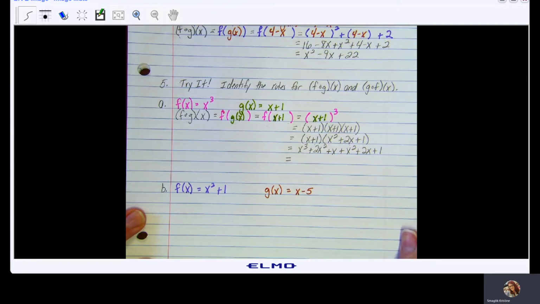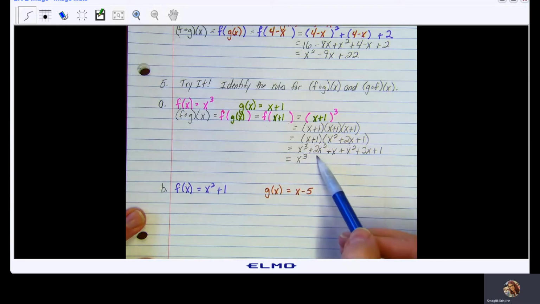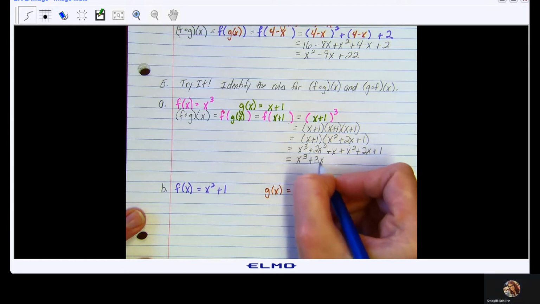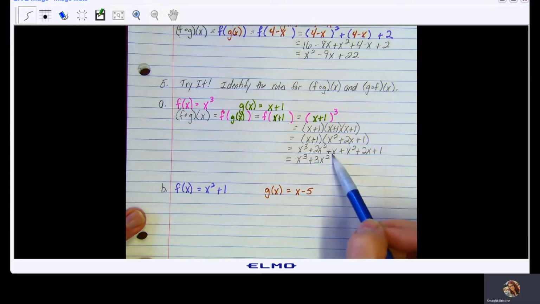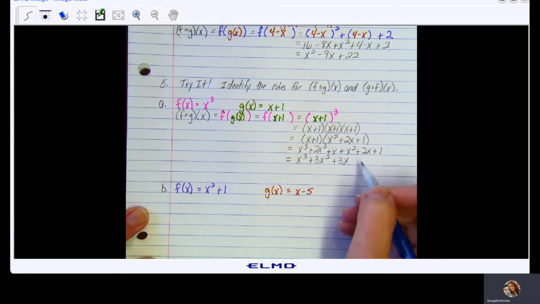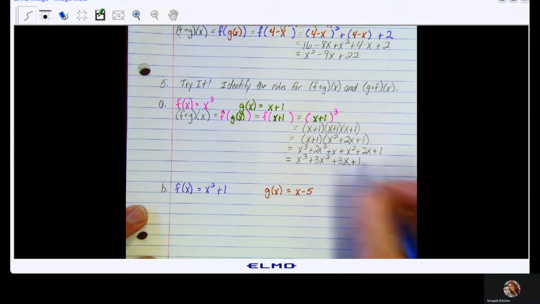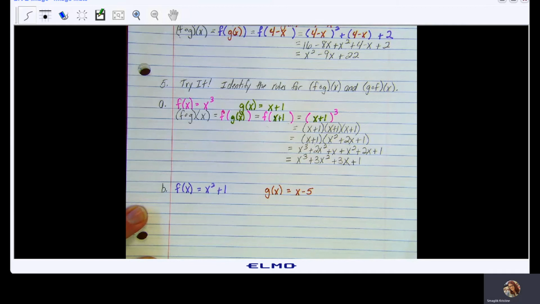And now let's combine like terms. Let's put this in descending degree order, standard form. Highest exponent is 3, so we have x to the third. Here is a 2x squared and an x squared, so that's 3x squared. My x terms, I have an x plus 2x, so that's 3x. And I only have 1 as my constant, so this is plus 1. So f of g of x is x cubed plus 3x squared plus 3x plus 1.